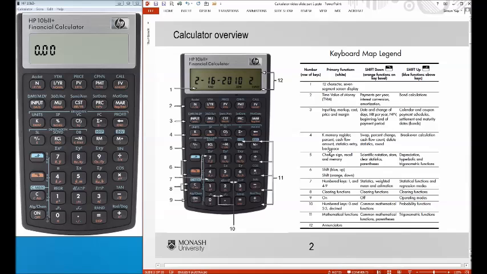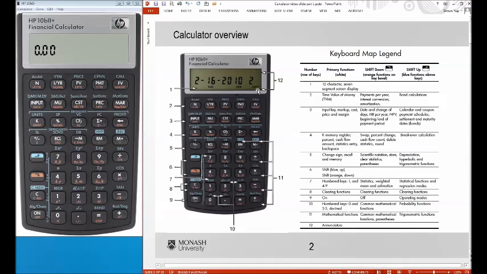This is a keyboard map legend. Firstly, we have our 12-character 7-segment screen display. We have various annunciators appear around the screen when the functions are activated. For example, RAD, semi, and input.